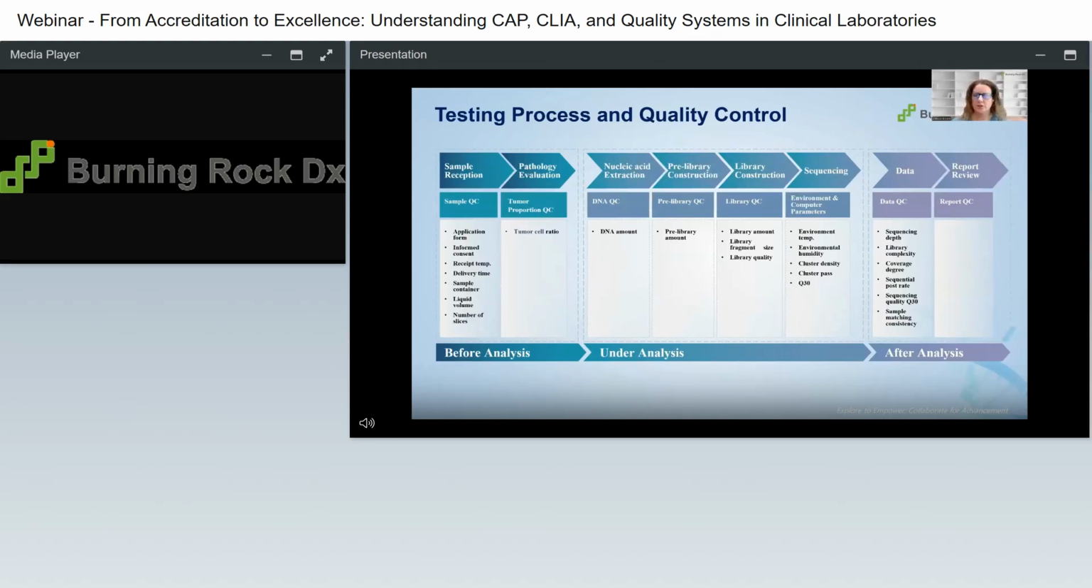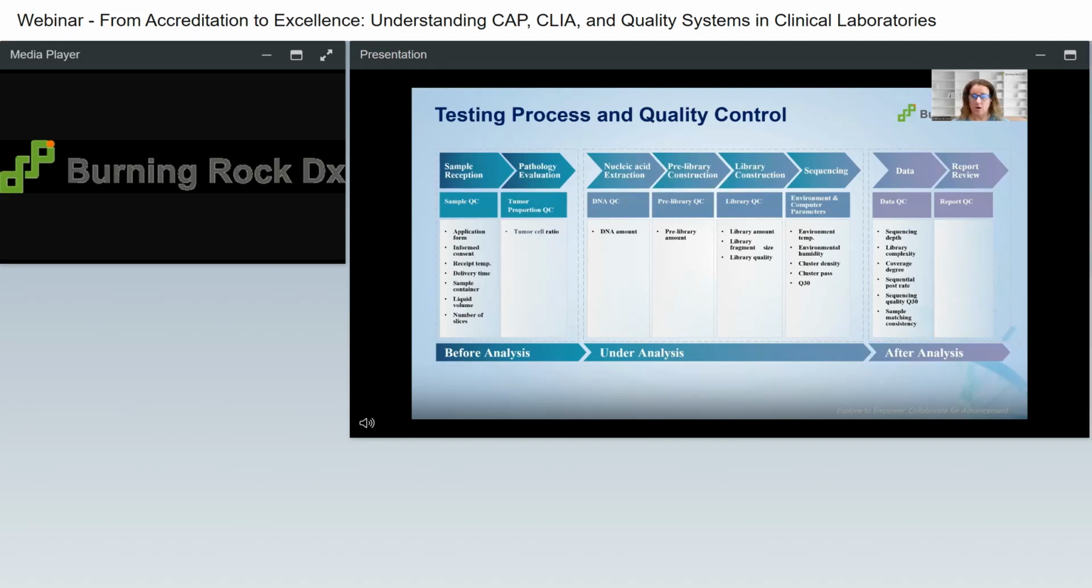Okay, so this just details some of the quality control steps along the way in our process. At each step of the next generation sequencing process, from sample receipt through to reporting, there are quality checks. So in this case, before the sample comes to the lab, we want to take a look at it. Was it received in time? Do we have all of the information we need on the patient? Is the sample of good quality?